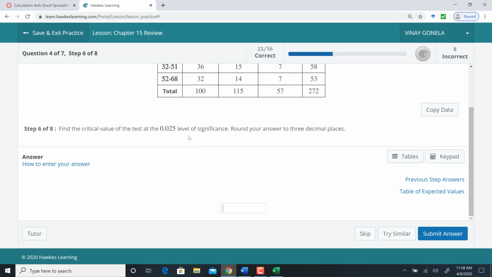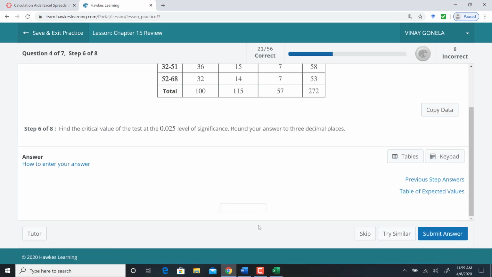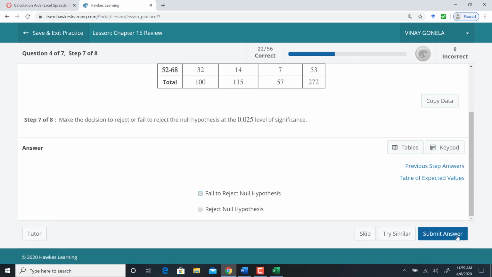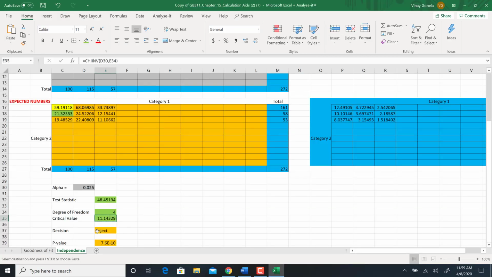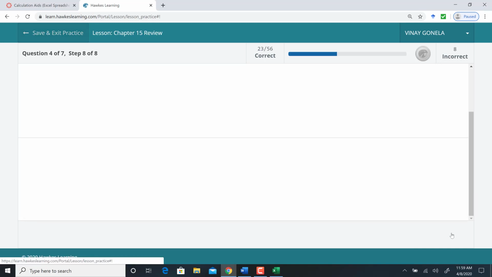And then find the critical value at the 0.025 level. So I will type in 0.025, and the critical value would be this one. So I will copy this and paste it here. Then make the decision at the 0.05 level. That means the decision is to reject the null hypothesis. So what is the conclusion?